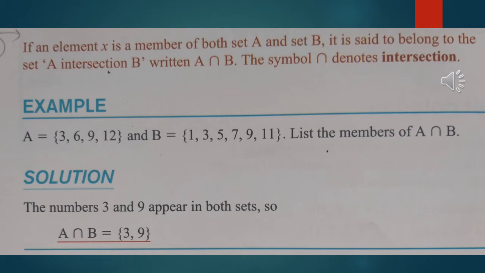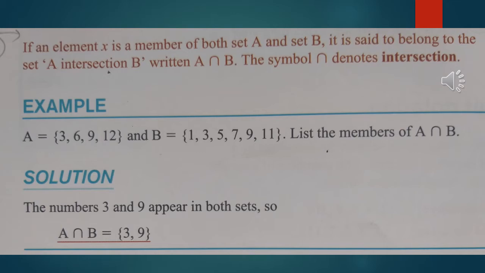A is a set of numbers 3, 6, 9 and 12, and set B is a set of numbers 1, 3, 5, 7, 9, 11. They are called the elements of sets A and B. Now they ask, list the members of A intersection B, that is, those common to both. Students, you can go one by one. 3 is common to A and B, so you take out 3.